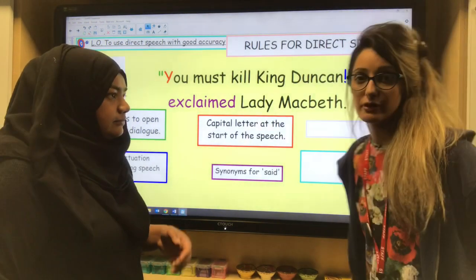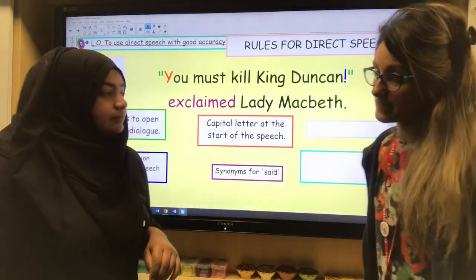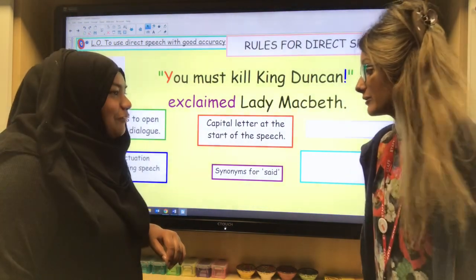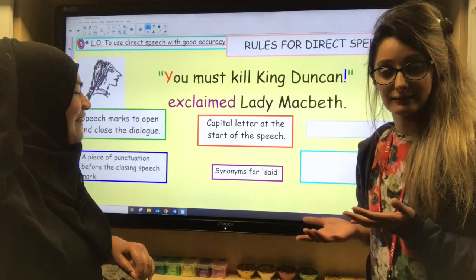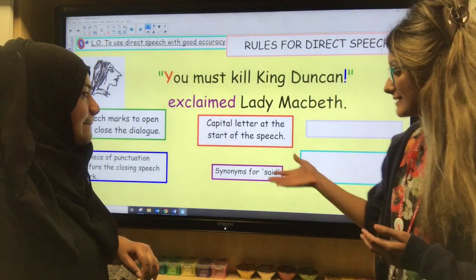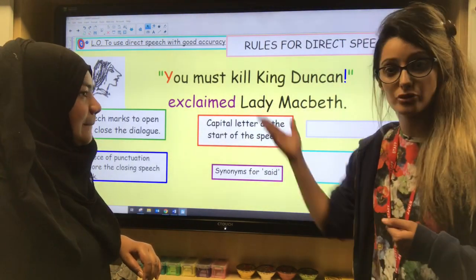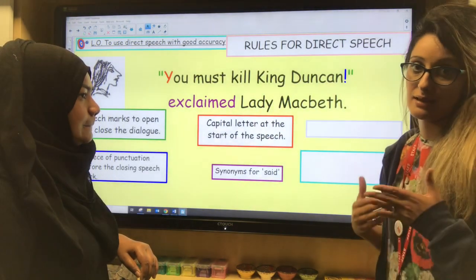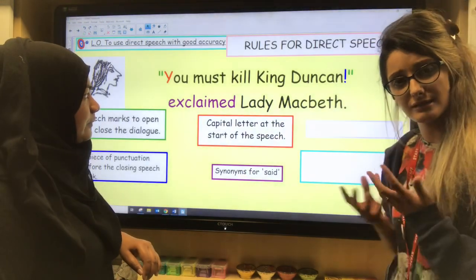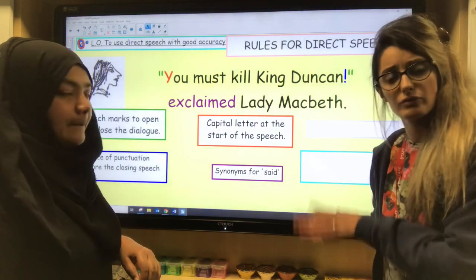Synonyms for said. It's very boring to read a piece of writing when you have "said" all the time. What's important is that you have what? Synonyms. Synonyms are just different words that mean said, things that have the same meaning as said. Here we've got exclaimed, you could have retorted, shouted, barked, lots and lots of things instead of the word said. It's really important to have variety in your writing, particularly in Year 6, moving through to secondary.